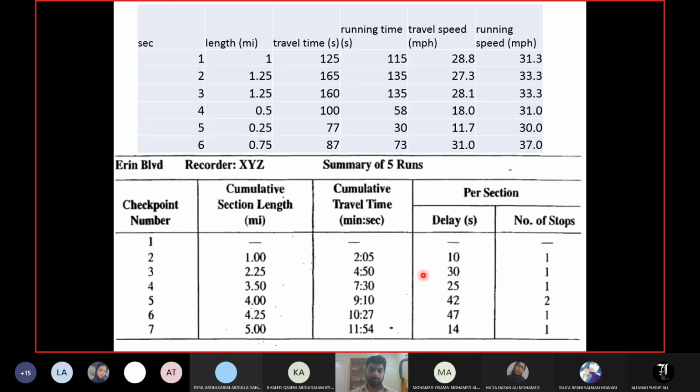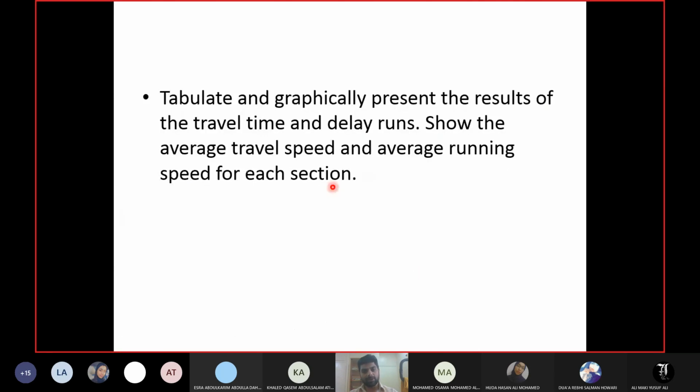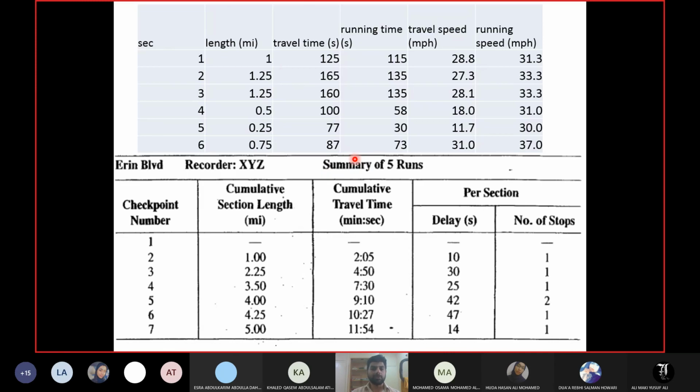So this is the question. You have to calculate the travel time and delay for each section. You have to make a graph, and you have to calculate the average travel speed and running speed for each section. So let us see how we can do that. First of all, I have calculated the length for each section. How? You see this?